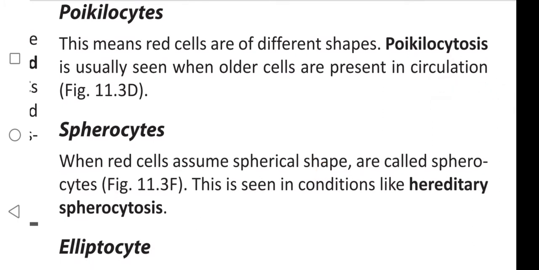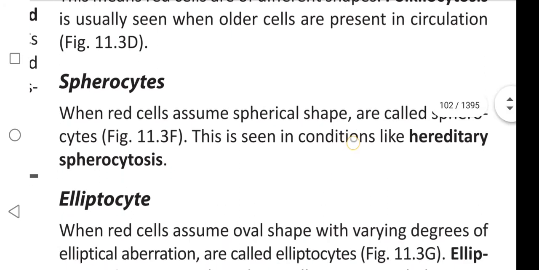Next, spherocytes. When red cells assume spherical shape, they are called spherocytes. This is seen in conditions like hereditary spherocytosis.